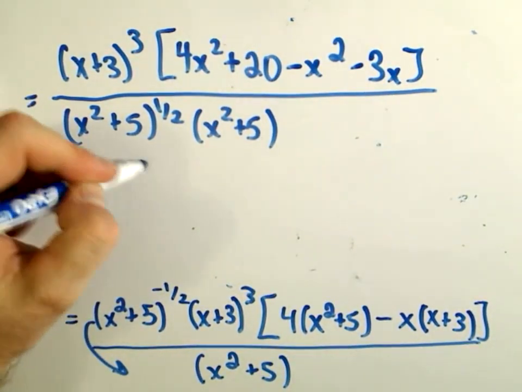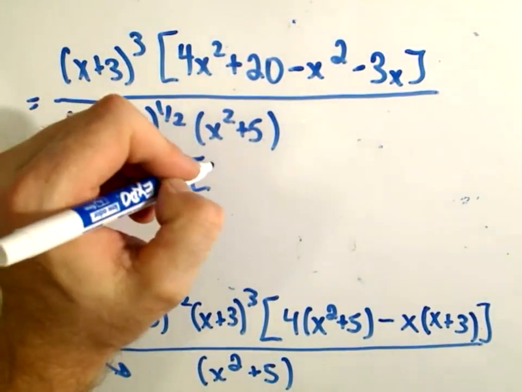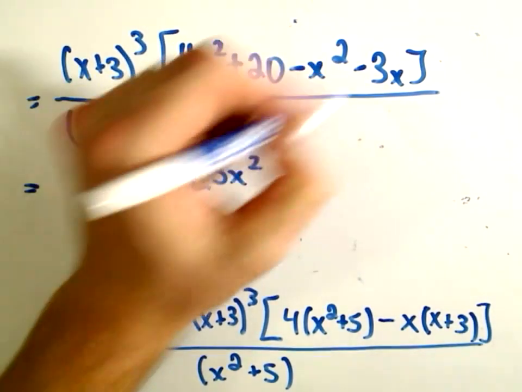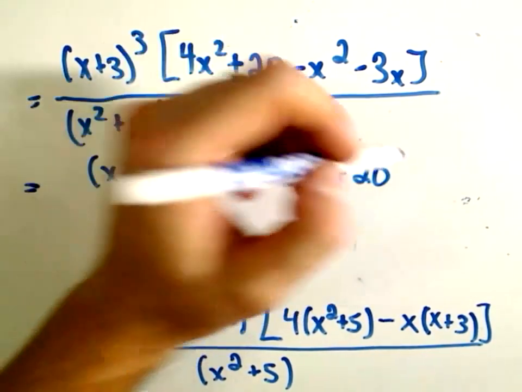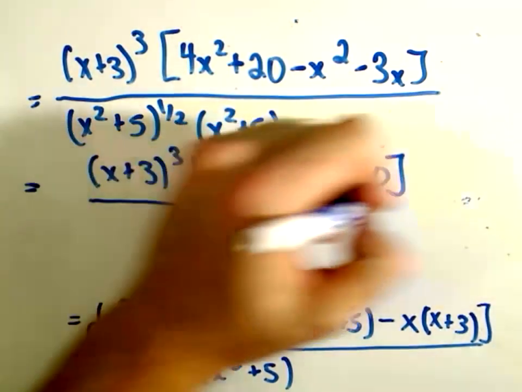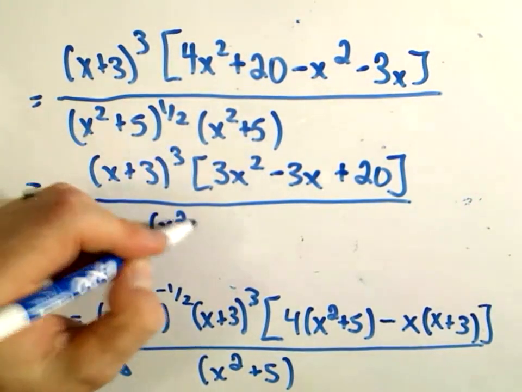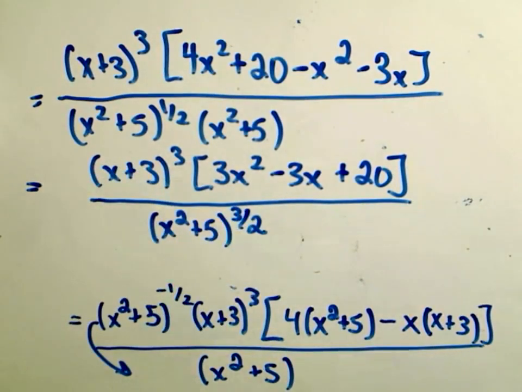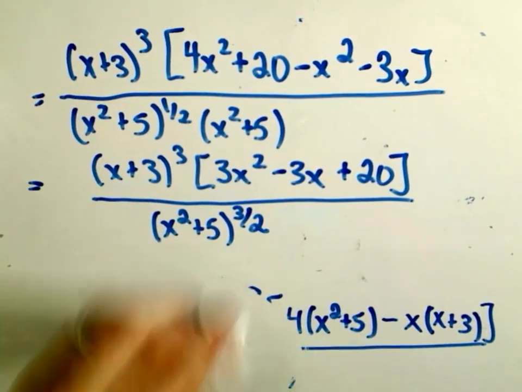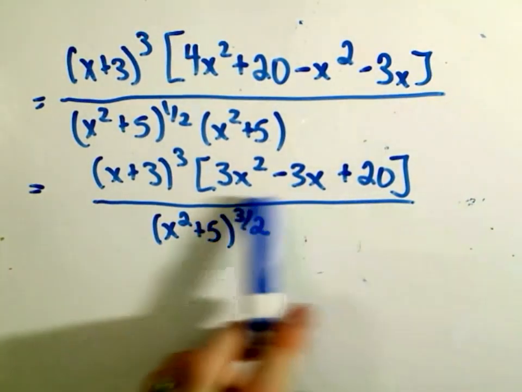So we've got x plus 3 cubed. On the inside, 4x squared minus x squared is 3x squared. Then I'm going to write my minus 3x, and then I'm going to write my plus 20. Oh, I sure hope this thing doesn't somehow factor down. We'll add the exponents, so we can write the denominator as to the 3/2 power. And this is where they say in the book, we leave it to the reader as an exercise. I'm going to leave it to the viewer as an exercise as to whether or not this factors.